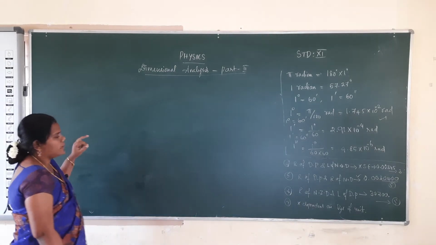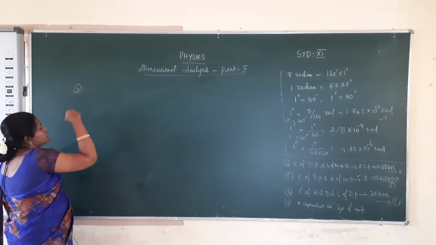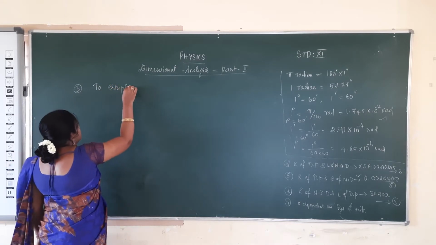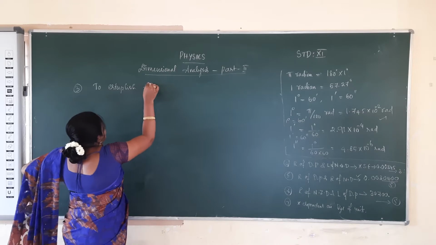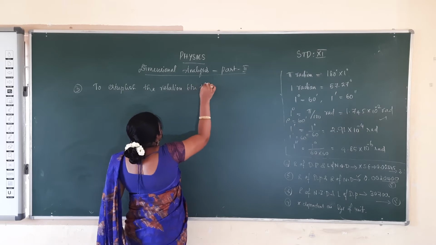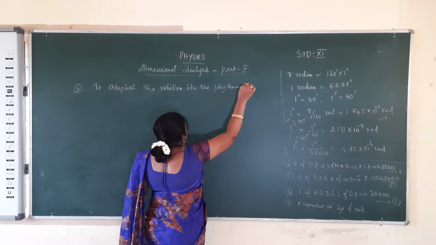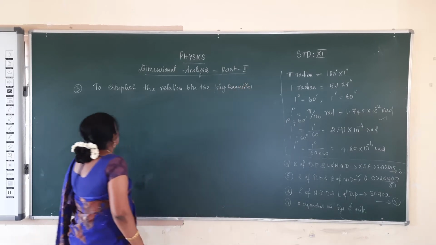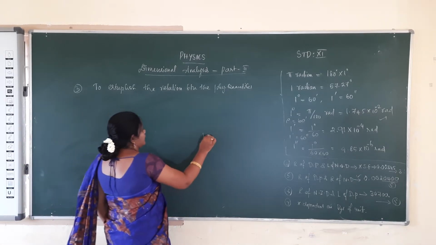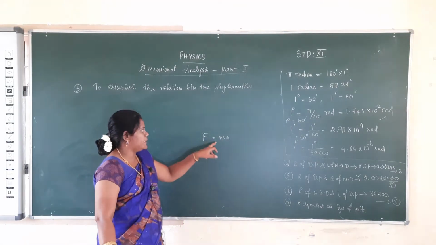Now I explain the third application of dimensional analysis. A third use is to establish a relationship between the physical quantities. For example, if you take F is equal to ma, force will depend upon the mass and acceleration.